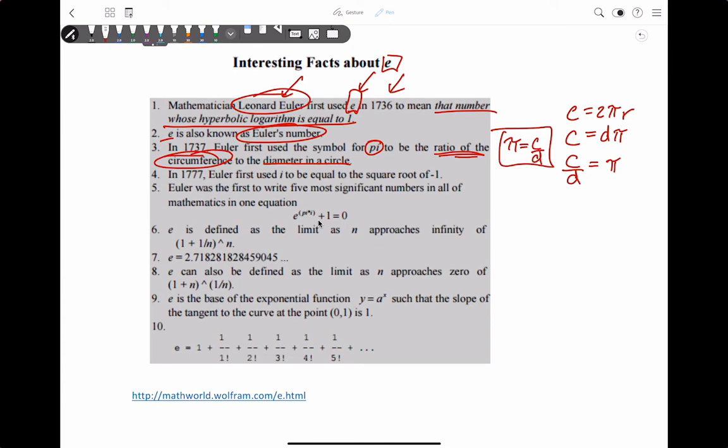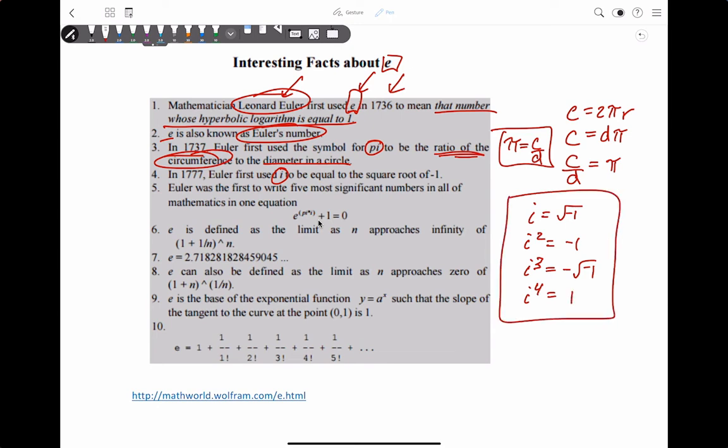In 1777, Euler first used i, and we know i to be the square root of -1, and i squared is -1, and so on. We've learned these. So i cubed is negative square root of -1, and i to the fourth is just 2 i squareds multiplied together to get a positive one. And it just repeats over and over, and we've already learned that through prior lessons.